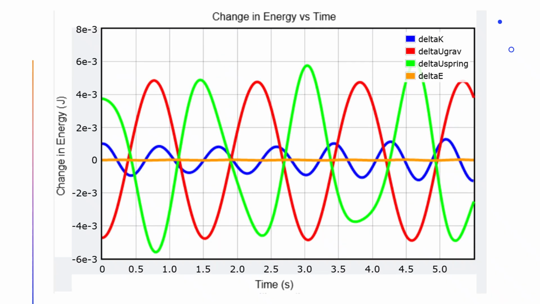This graph shows the change in energy versus time for the spring mass system. The plot compares kinetic energy, blue, which shows kinetic energy fluctuations, the change in gravitational potential energy, red, the spring potential energy changes in green, and orange, which is the total energy of the system. The near flat orange line indicates that the total mechanical energy remains nearly constant, confirming that energy is conserved and only transfers between kinetic, gravitational, and spring potential forms throughout the motion.